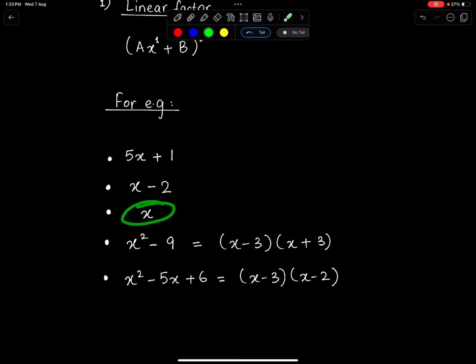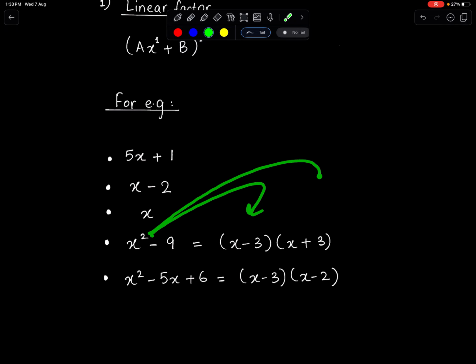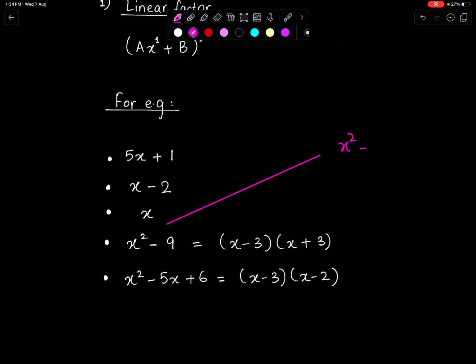This one is also a linear factor, x. This can be factorized into two linear factors. This factor is not quadratic, because this can be factorized. When a quadratic factor can be factorized, then the factor is not quadratic. What if we had x square plus 9? Then this cannot be factorized. So this is not a linear factor. So this is a quadratic factor. We will discuss this later in this lecture.